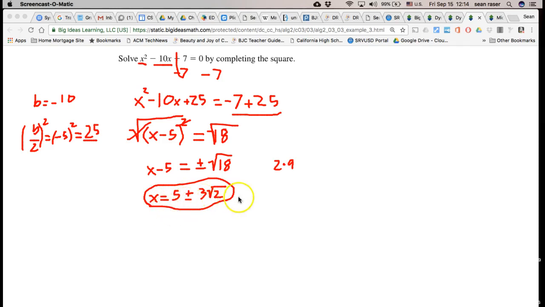Now, you can leave your answer written like this, or you can write it out as 5 plus 3 root 2 and 5 minus 3 root 2. Okay, either of those are acceptable.